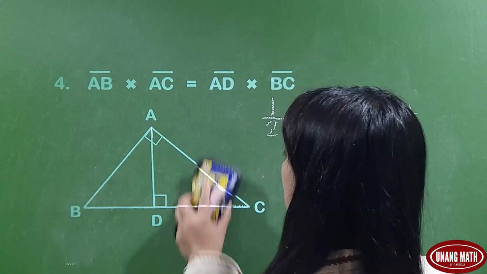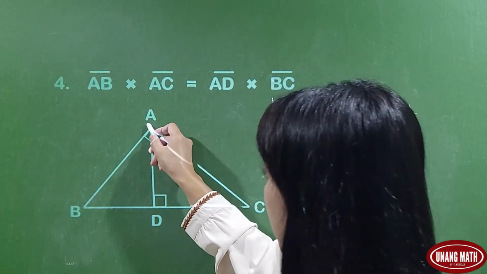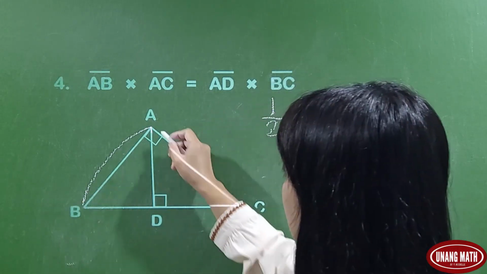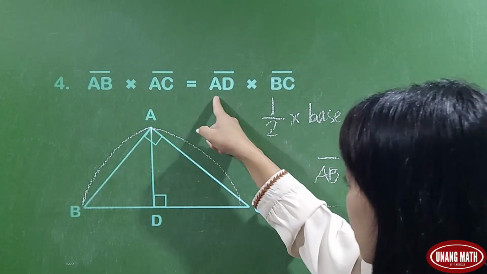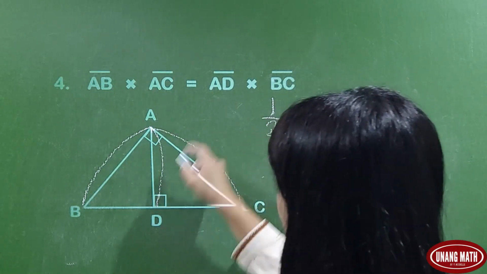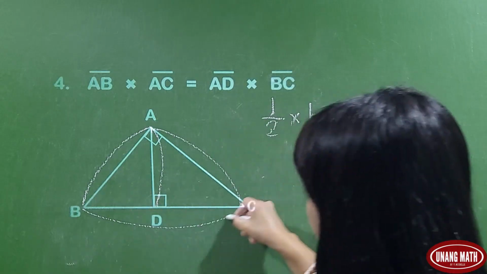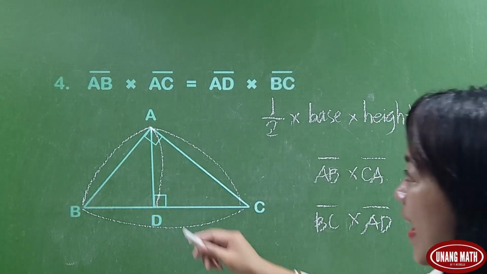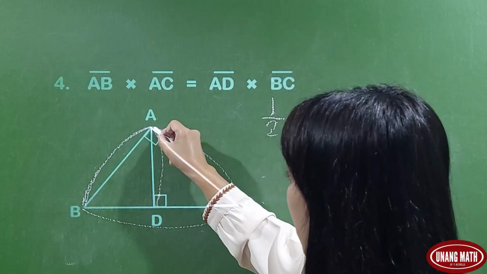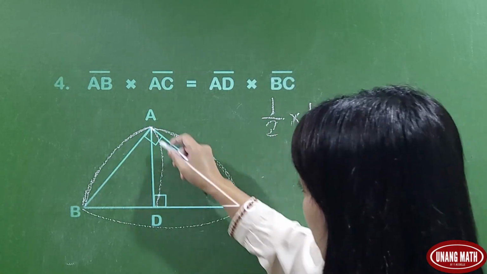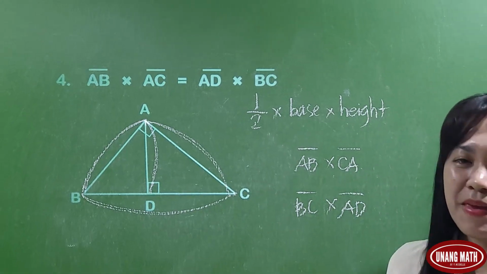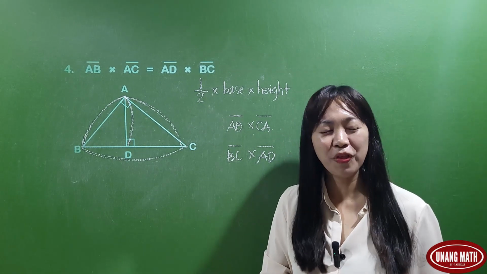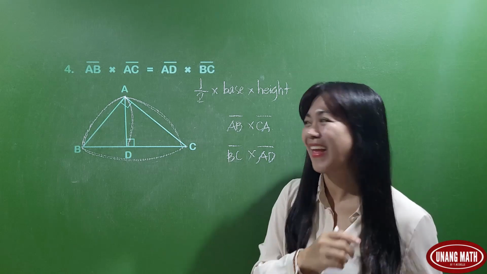So in this figure, segment AB times this segment AC would be equal to segment AD times segment BC. Again, segment AB times segment AC is equal to segment AD times this segment BC. So that would be our fourth theorem.